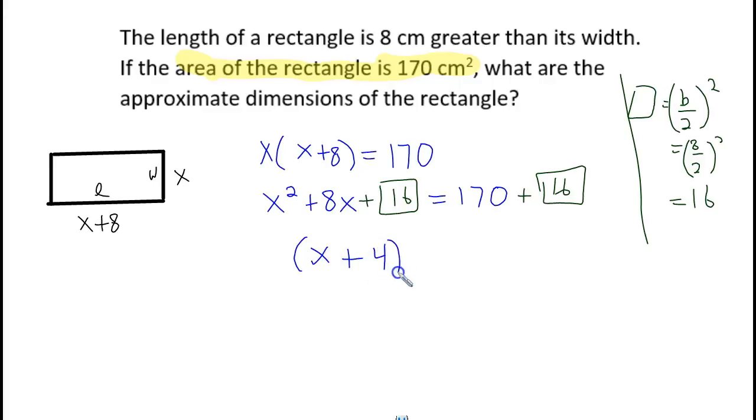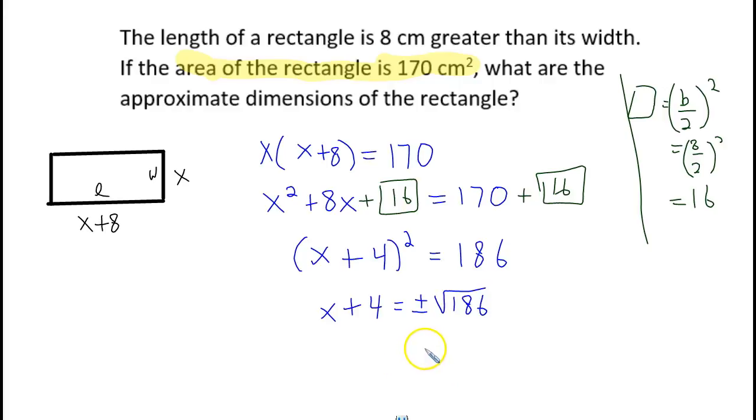It's going to be plus 4 in parentheses squared. The left side is always going to be x plus or minus some number, all in parentheses squared. And then on the right, we've got 170 plus 16, which is 186. Now, as is normal with completing the square, I'm going to take the square root of both sides of this equal sign. When I do this, the left side comes out as x plus 4. And the right side is going to be, remember, positive or negative square root of 186.